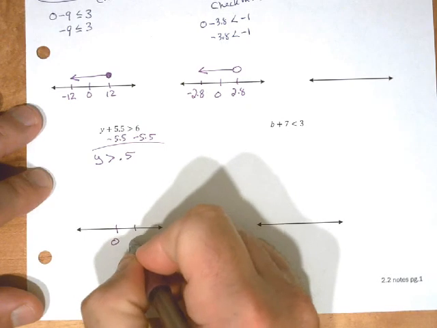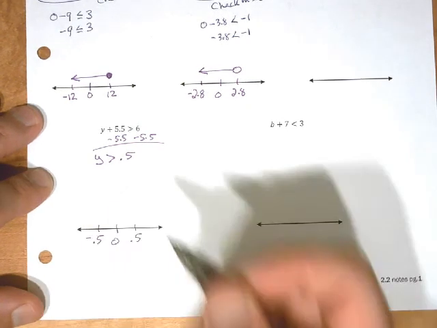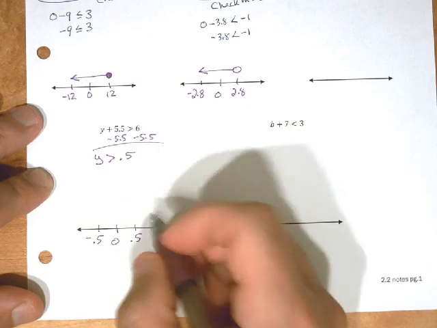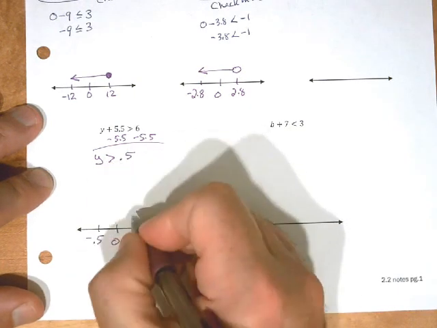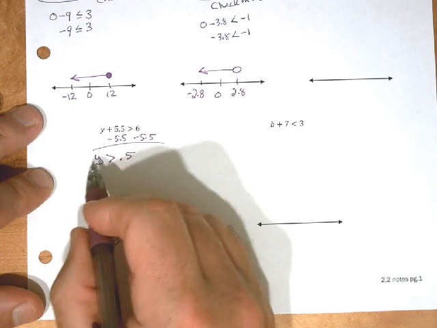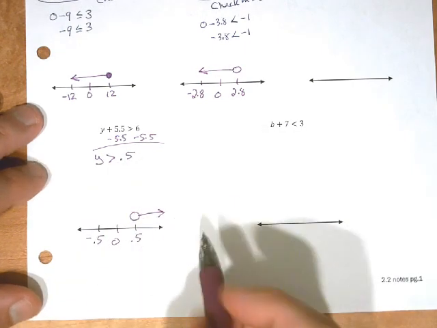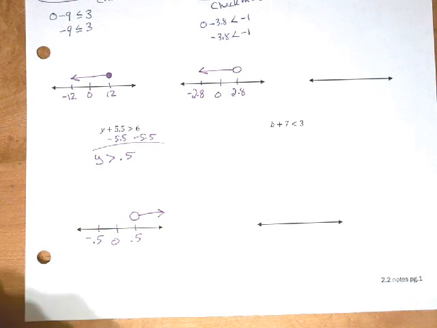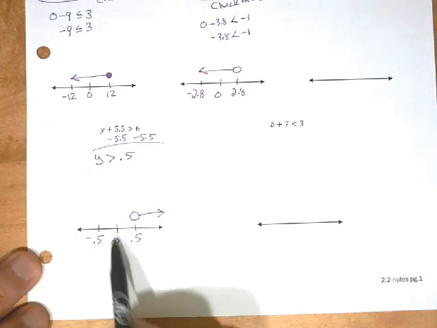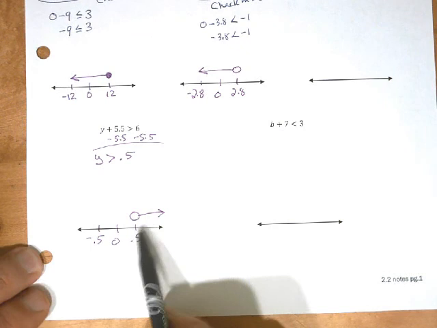From there, again, 0, and then 0.5, and then my negative 0.5. We are at 0.5. It is going to be an open circle, and the arrow, as long as my variable is first, arrowhead is there. So we're going to go this way. So notice on this one, I can't check 0 because 0 should not be my answer.